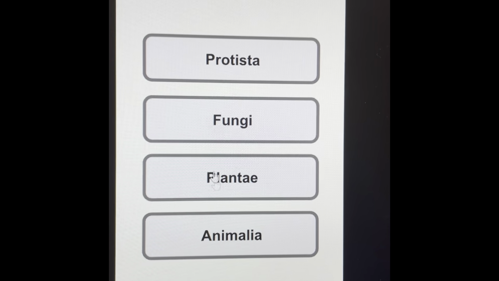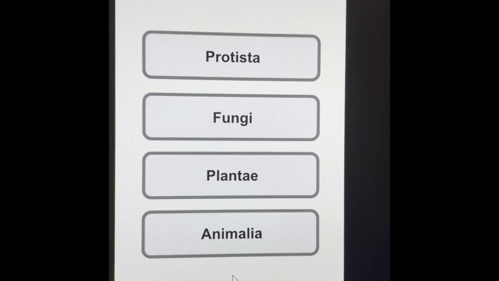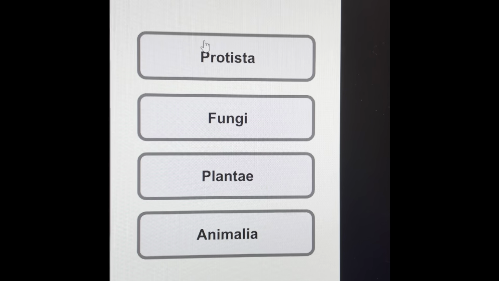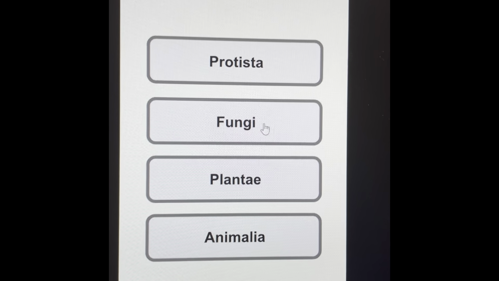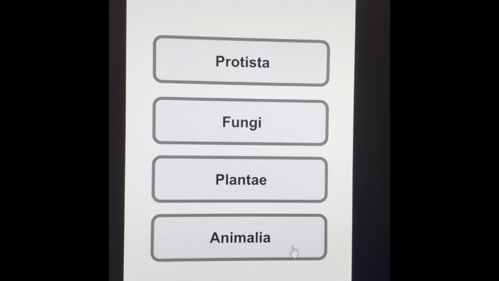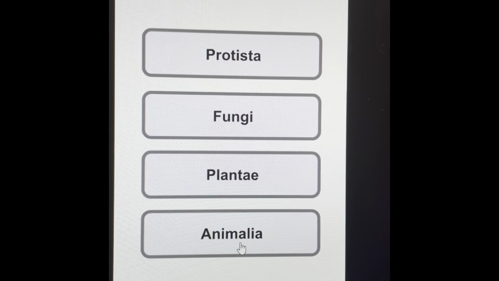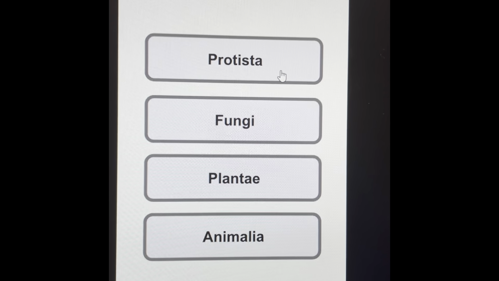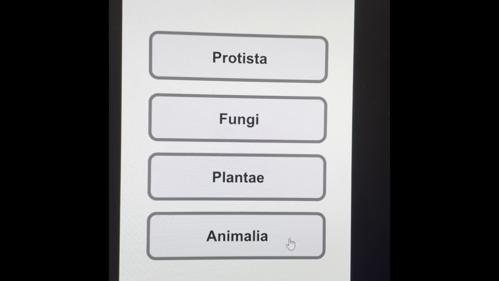Now, for the next 4 weeks after our exam 1 in unit 5, we will be doing a deep dive in kingdom Protista, kingdom Fungi, kingdom Plantae, and finally kingdom Animalia. So this is kind of a preview of what we might expect in unit 5.